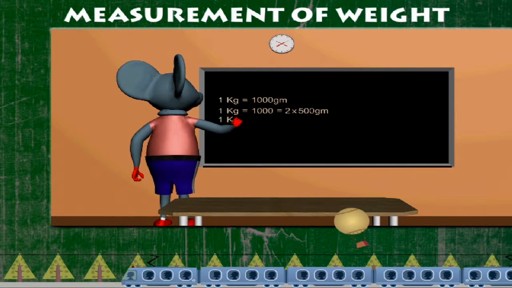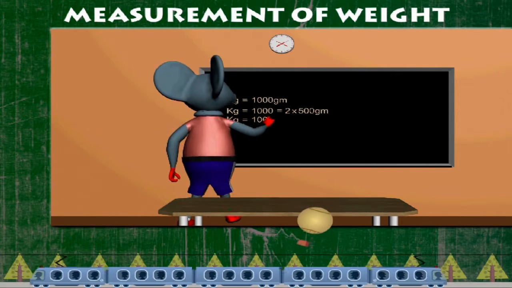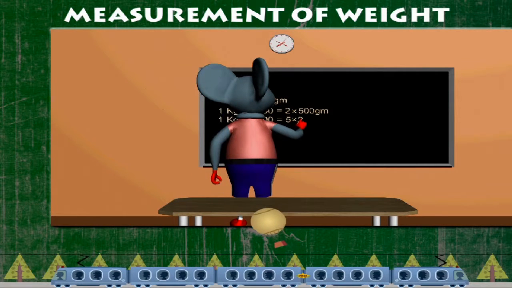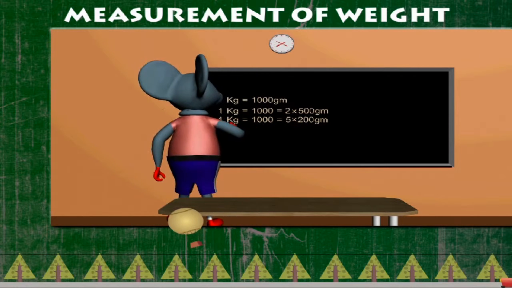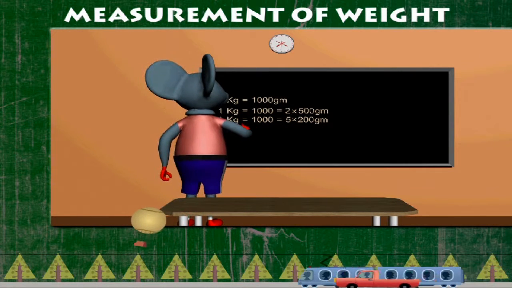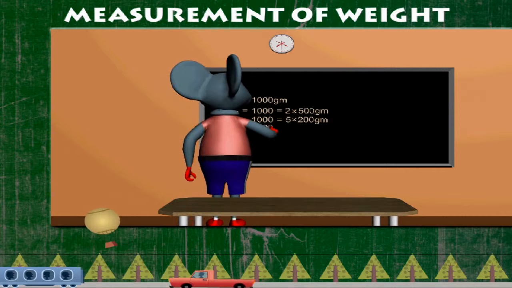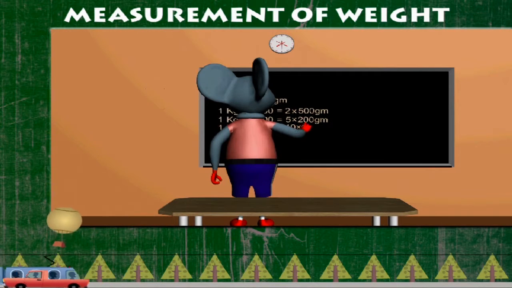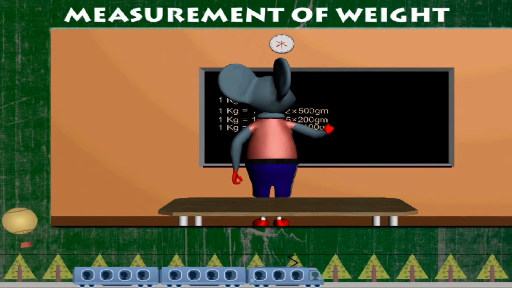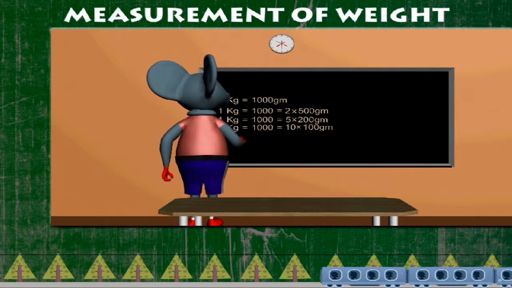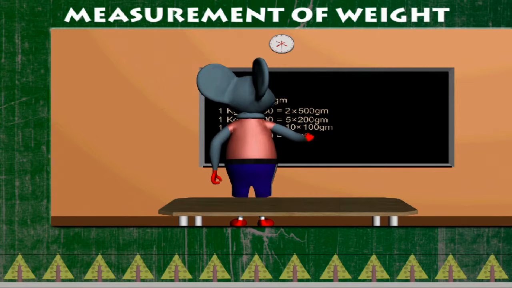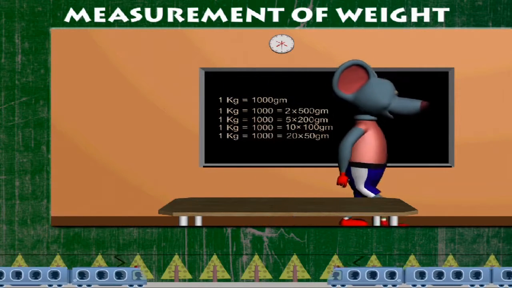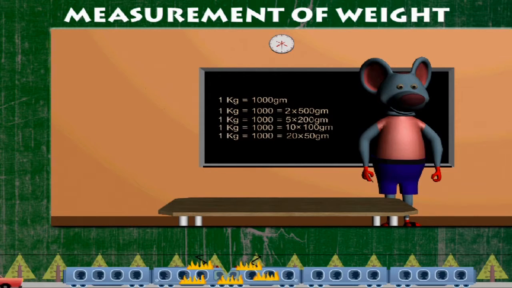Robbie writes that 1 kilogram is made of 5 parts of 200 grams, or 200 grams is 1/5 of a kilogram. Also, 1 kilogram is made of 10 parts of 100 grams. Oh my! Robbie writes 1 kg is made of 20 parts of 50 grams. That was really explicit, Robbie.